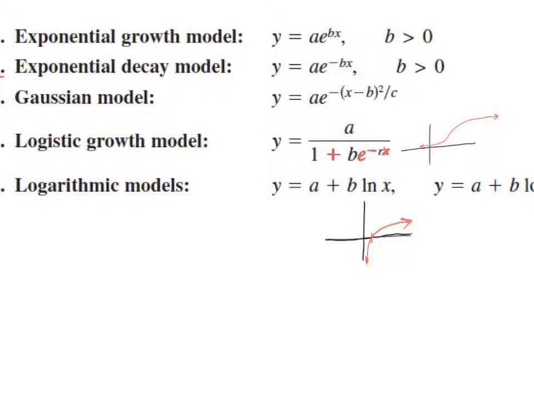All right, and then we have the Gaussian model, okay? As you look at the equation, the key feature of this equation is, notice E is raised to this big old power. E is to the negative x minus b squared over c. The key feature in this is that you have an x squared in the exponent. X squared in the exponent.